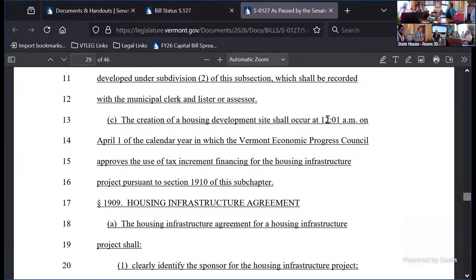Yes, I talked about creation earlier and why this matters for purposes of OTV, original taxable value. The creation of a housing development site shall occur April 1 in the calendar year in which VEPC approves the use of tax increment financing for that housing infrastructure project. This is distinctive as against TIF districts. For TIF districts, the creation occurs April 1 of the calendar year in which the municipality approves that plan. So whenever they define the TIF district, that's when the actual creation occurs.